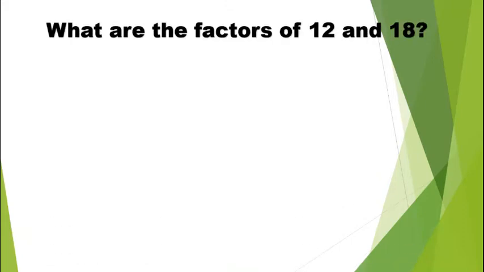Good day, everyone. So today we'll have our second lesson in our block 4 in Math 5. So we'll start with the question, what are the factors of 12 and 18? To find the factors of 12 and 18, we need to find two numbers that we multiply to get 12 and 18. So we'll start with 12. Think of two numbers that we can multiply to get 12.